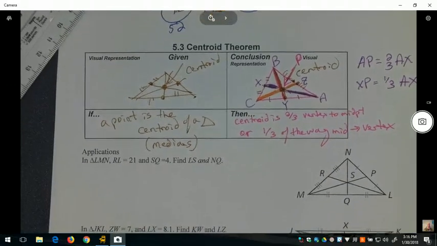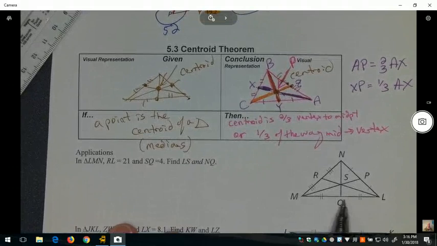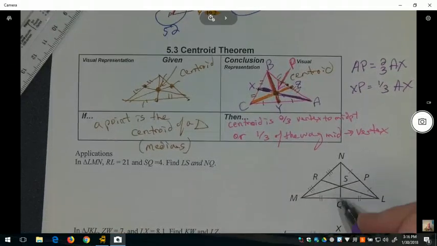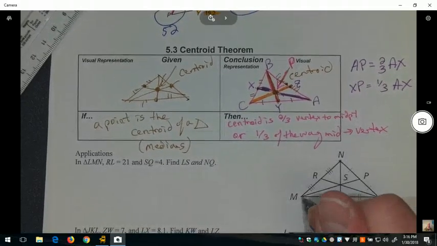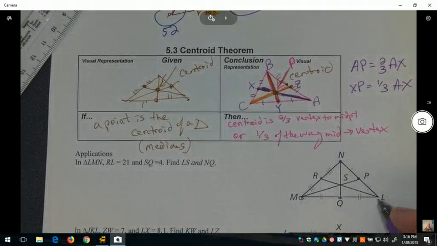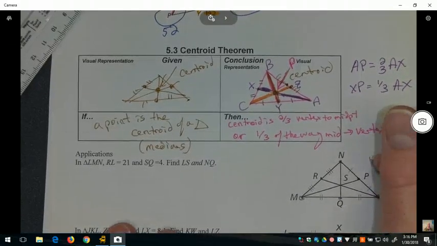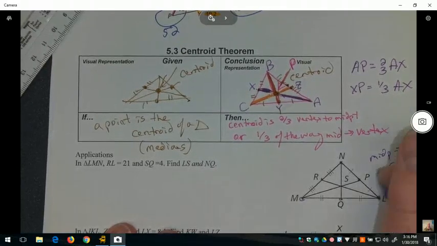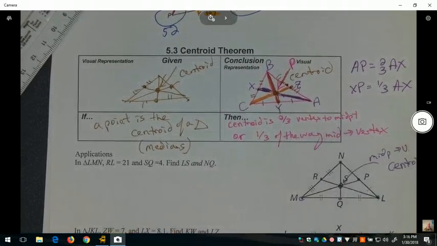So let's take a look at these application problems. We see that these are medians. There's no perpendicular symbol, so they're not perpendicular bisectors, so this is not a circumcenter. We said they're medians. We see that they're medians because they're midpoints connected to vertices. You see midpoint to vertex or vertex to midpoint, you know that this is a centroid and that you need to use the centroid theorem.